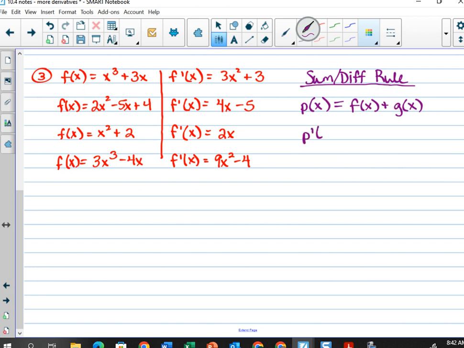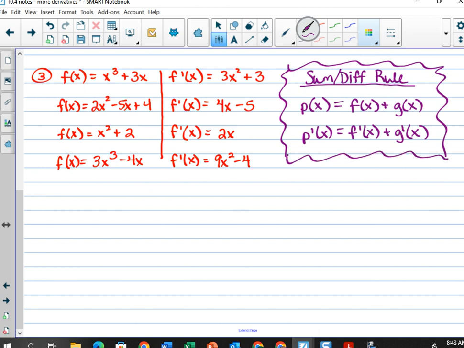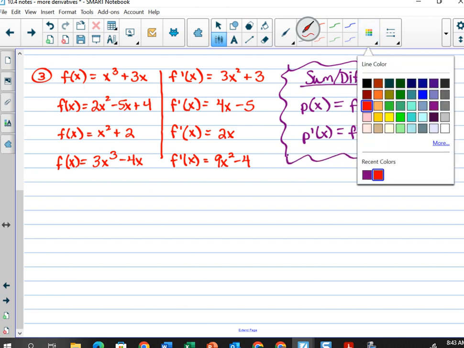Then P prime of x is f prime of x plus g prime of x. It just means take the derivative of each individual term, and then you can still just add them together or subtract them. That's what that rule means. You're like, I knew how to do it till you wrote that rule. Honestly.